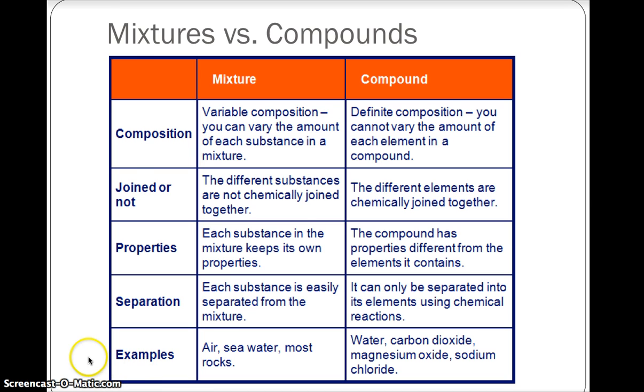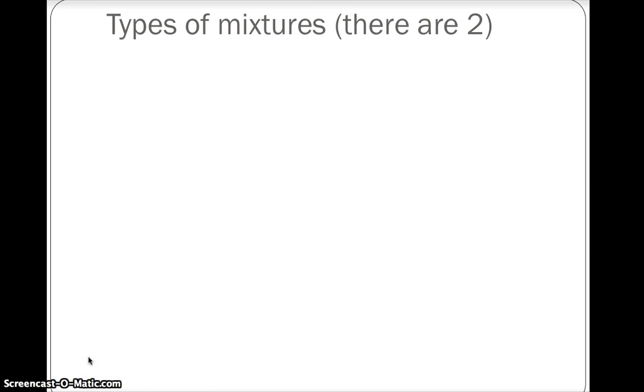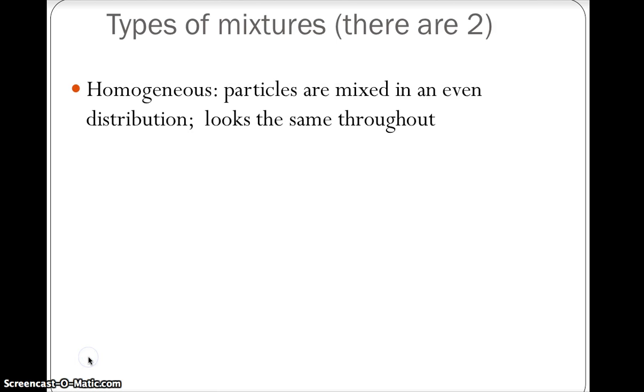Okay, moving on. So there are two types of mixtures. One of them is homogeneous. Homogeneous means that the particles are going to mix in an even distribution. It's going to look the same throughout. So if you dissolve something into something else and you can't tell where that thing you dissolved is, then it's a homogeneous mixture. You may have heard this term before with homogenized milk. Milk, when it first comes from a cow, is actually separated into parts and has to go through a process so that it looks like milk that we see. Clear, it's completely white. You don't see the different parts of it. So homogeneous means the same throughout.